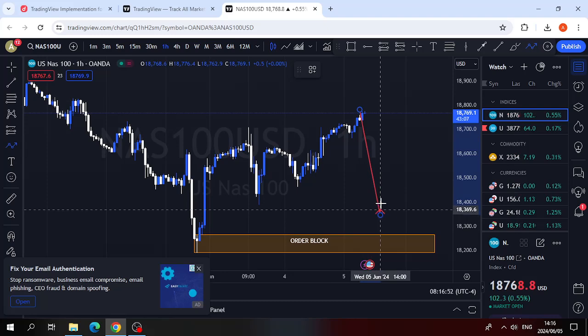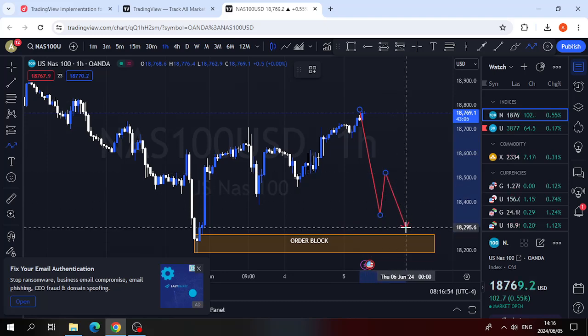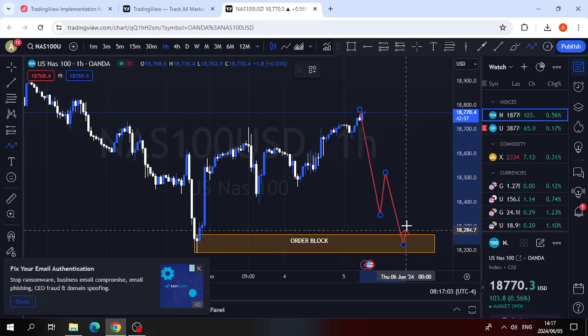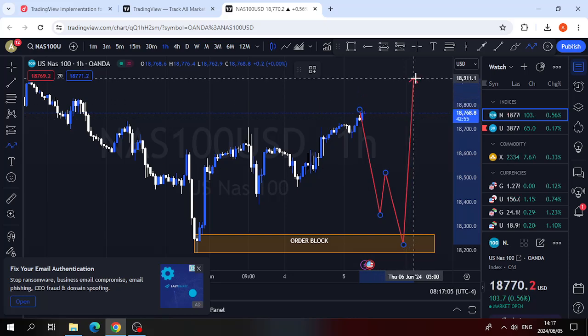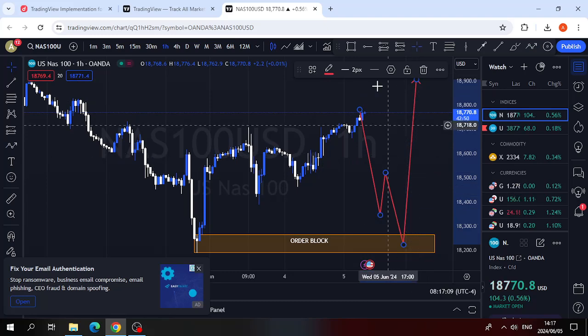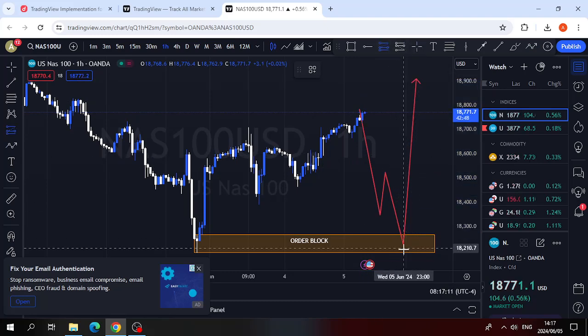So if the market comes down to this level, or the block here, this is where I'll probably be looking to enter a buy trade, to hopefully go up with the market. Does that make sense? So if the market was to come here, I'll be looking for a trade probably somewhere around here.